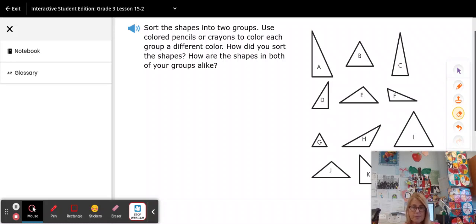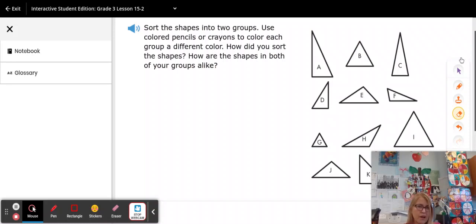Okay, all right, let's get back to this page. Look at your book. Sort the shapes into two groups. Use colored pencils or crayons to color each group a different color. It says, how did you sort the shapes? How are the shapes in both groups alike?